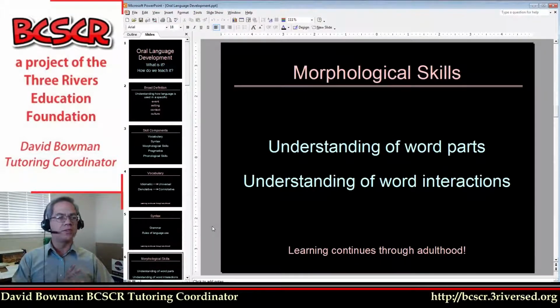With morphological skills, this in great part is the analysis piece. How do the word parts interact? The prefixes, the suffixes, and infixes in order to create meaning. And how do words themselves interact in order to establish a meaning? So I know this is a bit conceptual, so let me give you an example.